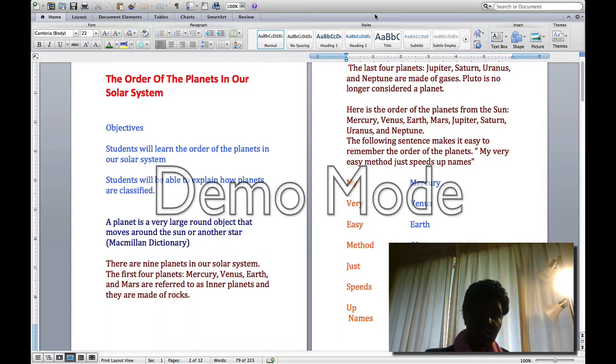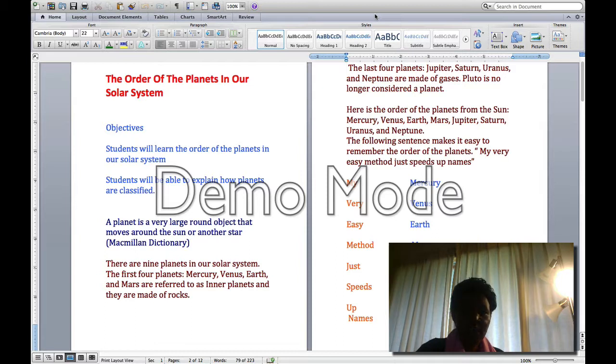First, let us know what a planet is. A planet is a large round object that moves around the sun or another star, according to the Macmillan Dictionary. There are 9 planets in our solar system.